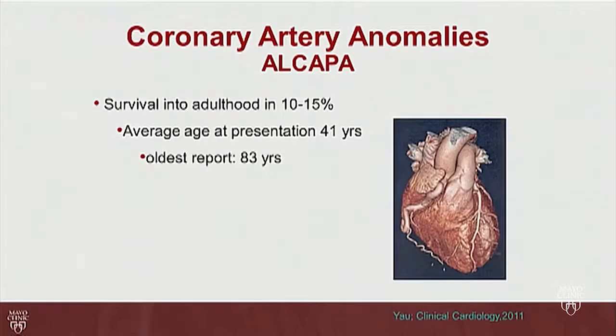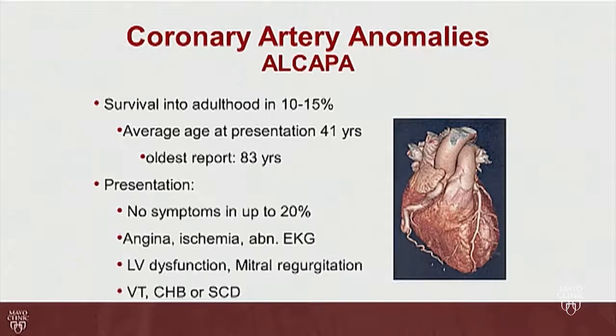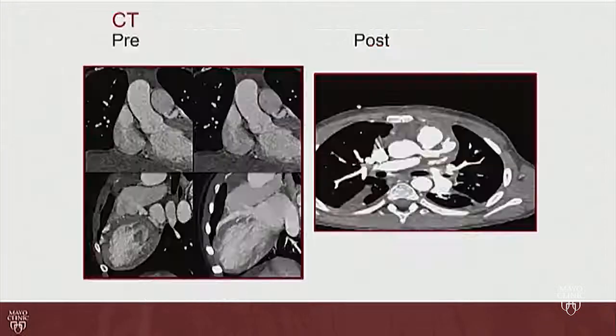And the survival into adulthood is, again, 10 to 15%. Average age at presentation in the older population is 41 years, and the oldest reported was 83. And about 20% present with no symptoms, and most of the other patients are presenting with either angina, ischemia, an abnormal EKG, left ventricular dysfunction, mitral regurgitation, ventricular tachycardia, complete heart block, or sudden death.